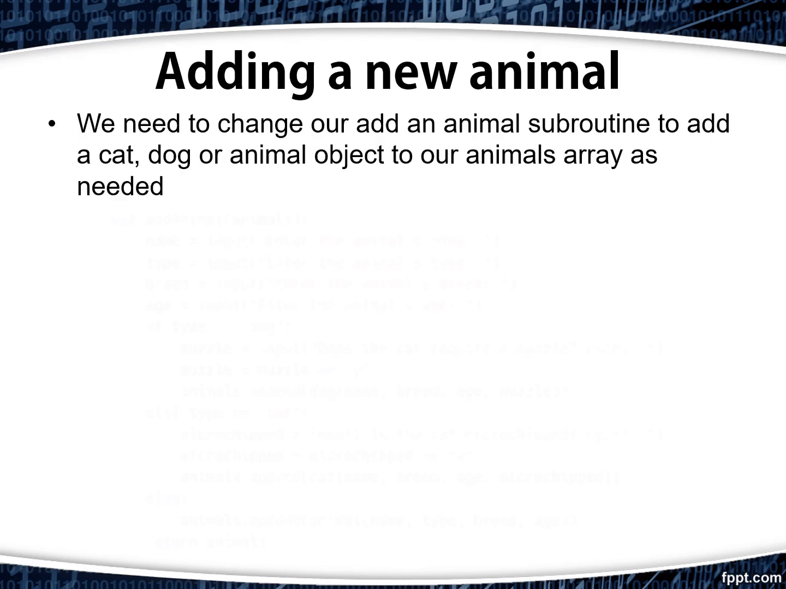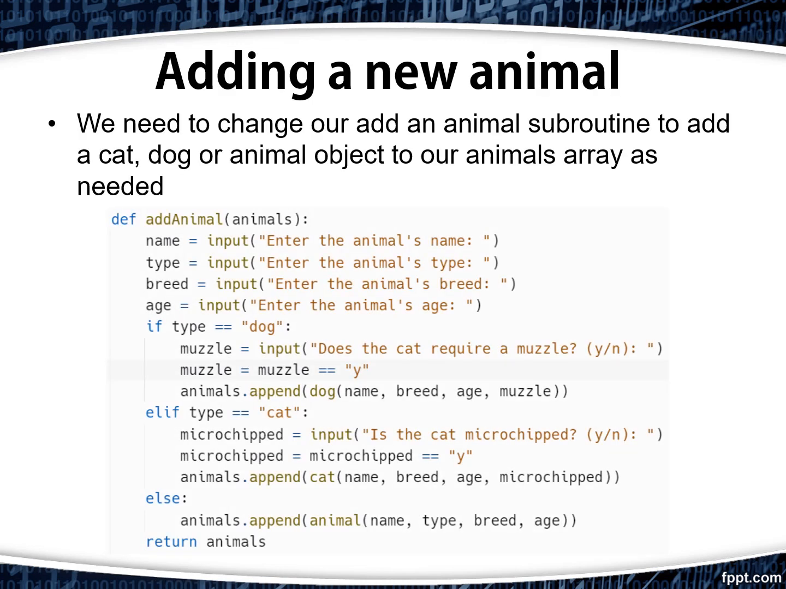Next, we need to change our add an animal subroutine to add a cat, dog, or animal object to our animals array as is needed. So now, after we've got the type of them and the name, the breed, and the age, then we check, and if it's dog, we ask them about the muzzle.